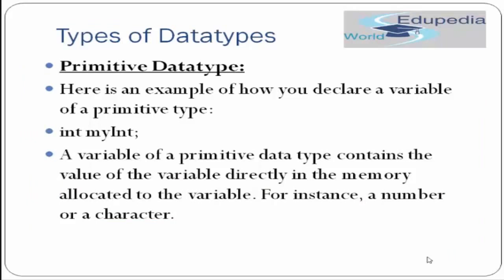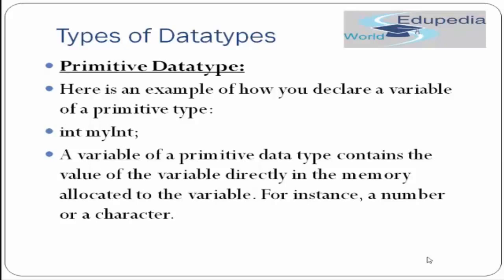Now let's see how you can declare a primitive variable. So here I'm declaring an int variable. I have used the keyword int, which denotes that my variable is of int type, and the name of the variable is myInt, followed by a separator which is a semicolon. So this is how we declare a primitive type variable. A variable of a primitive data type contains the value directly in the memory allocated to the variable, for instance, a number or a character. So whatever data you give, it will always take up the space that is allocated to that particular data type.